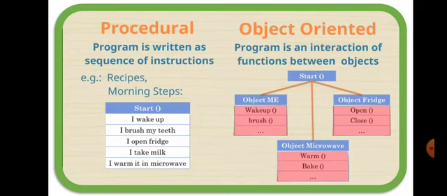And now, object oriented language. What do you mean by object oriented language? Now, program is an interaction of functions between objects. Below you have 3 objects. One is object me. Number 2, object fridge. Number 3, object microwave. There are more 2 functions in each object is present.